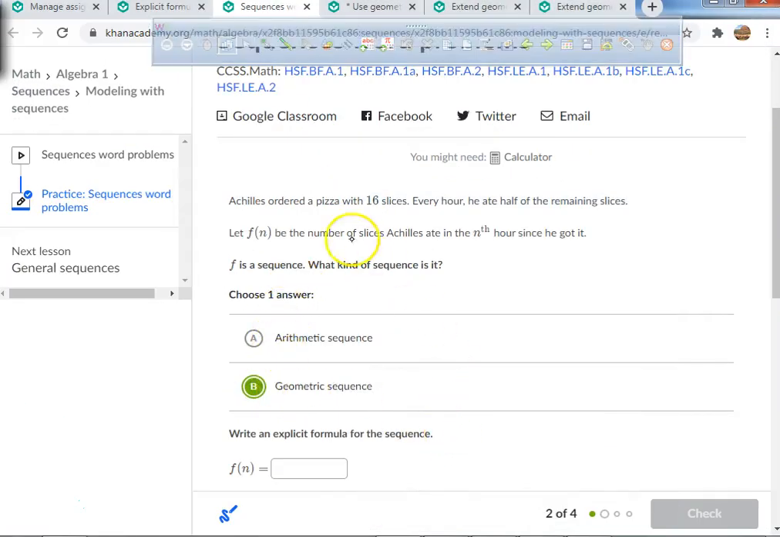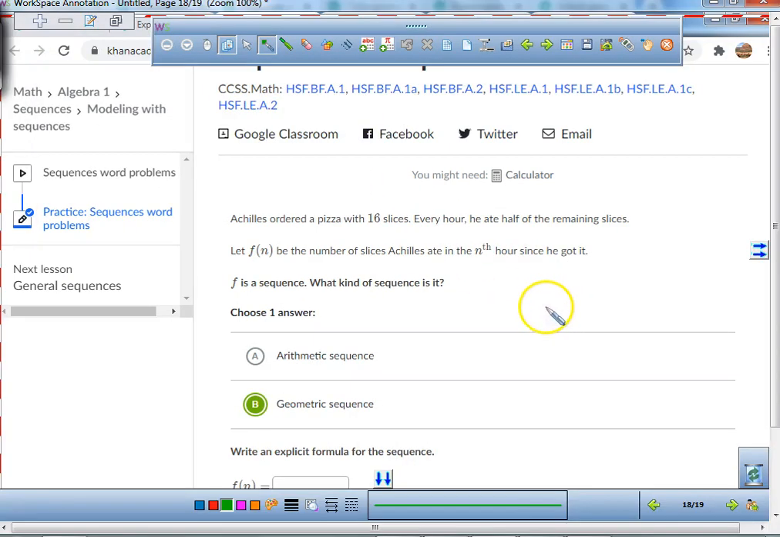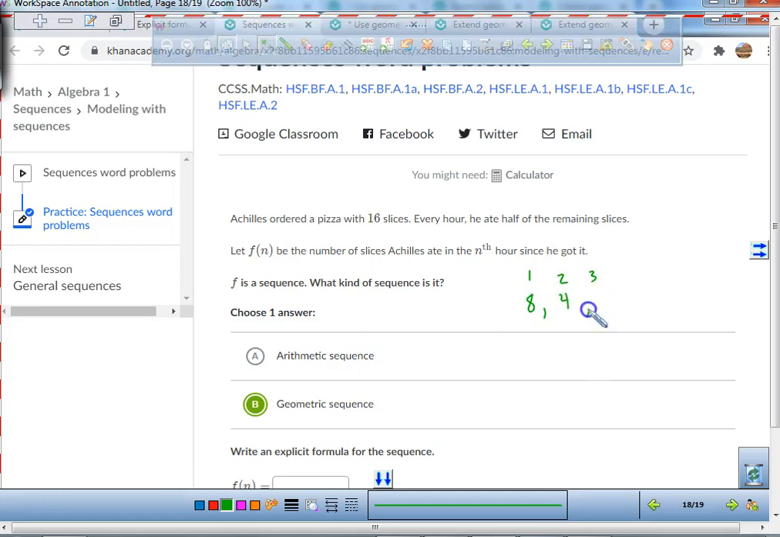All right. And then he ordered a pizza with 16 slices. Every hour he ate half the remaining slices. Let f of n be the number of slices he ate in the nth hour since he got it. So the nth, meaning if you plug in a 1, if we plug in a 1, what should be the first term? He should have what? 8. If he plugs in a 2, it should be 4. If you plug in a 3, it should be 2. So I'm going to start my first term with 8.